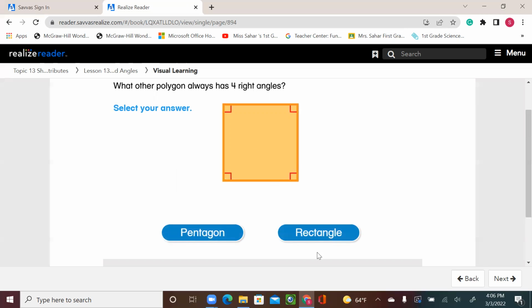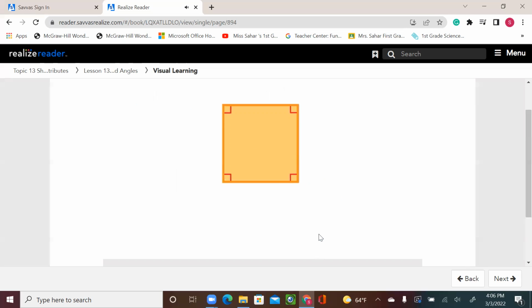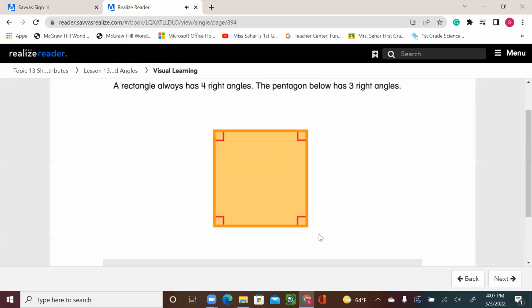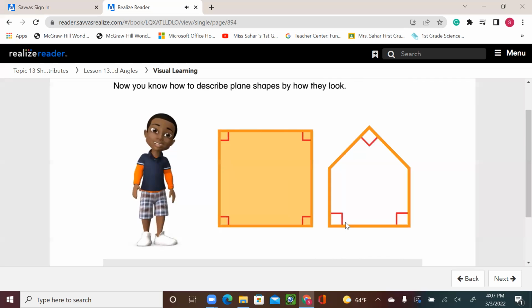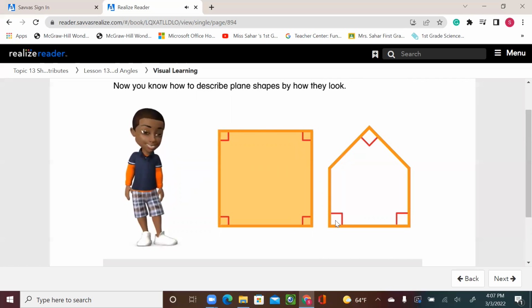What do you think? Very good. A rectangle always has 4 right angles. The pentagon below has 3 right angles. Now you know how to describe plane shapes by how they look.